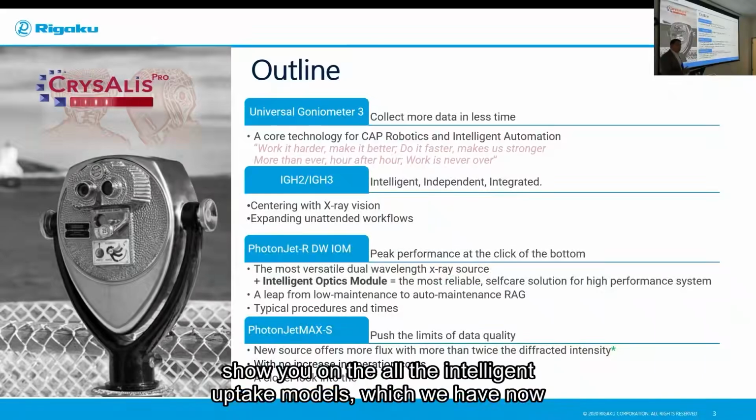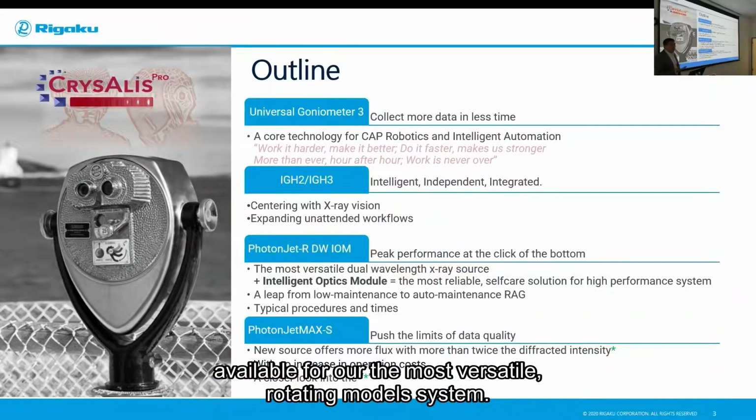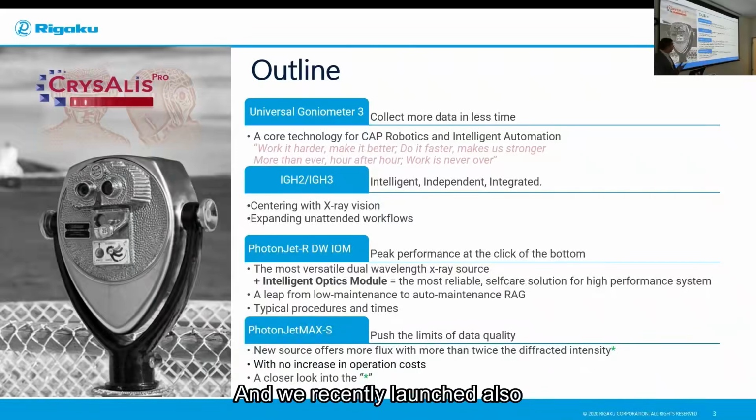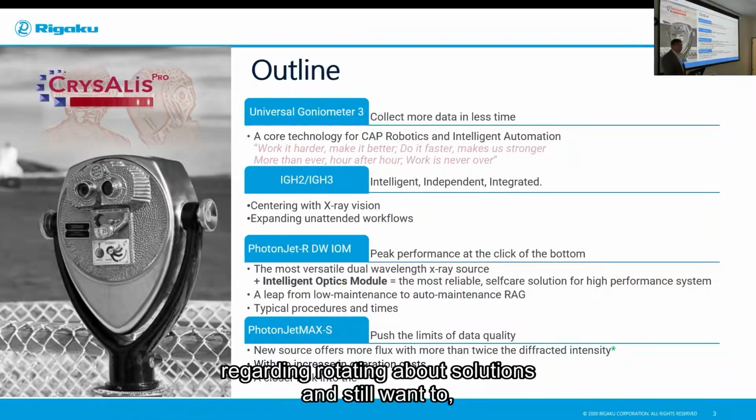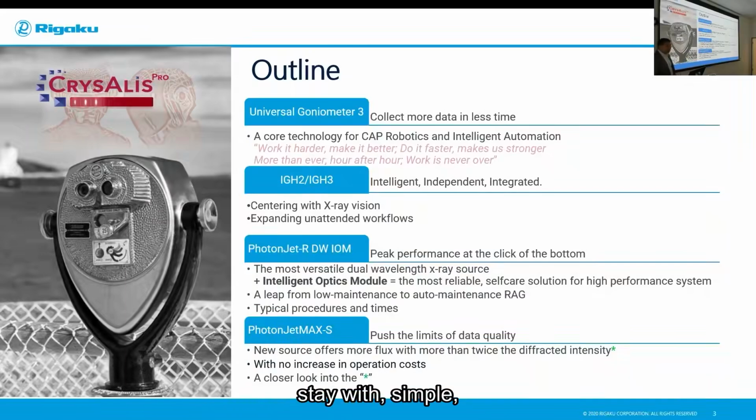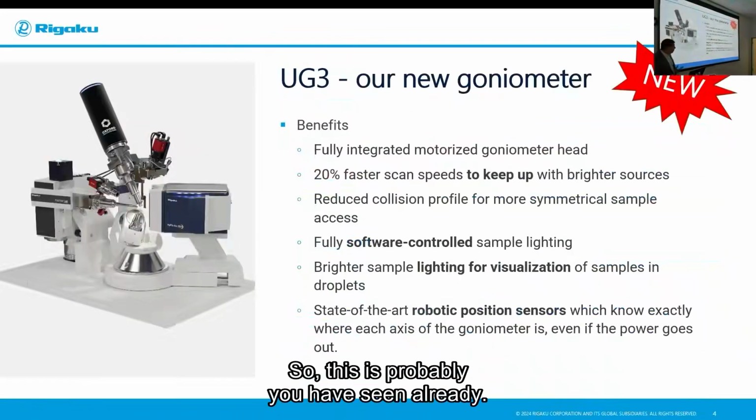I tried to show you on the lab tool the intelligent optic models, which we have now available for the most versatile rotating anode system. And we recently launched also the new microfocus CirQ system for anyone that is still not convinced to Rigaku rotating anode solutions and still want to stay with simple source solution. So this slide probably you have seen already.